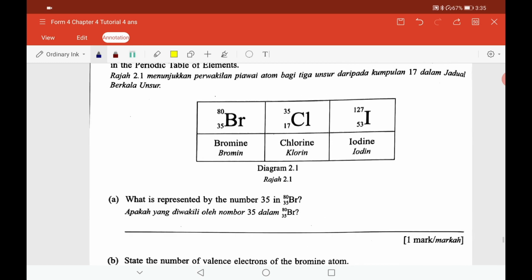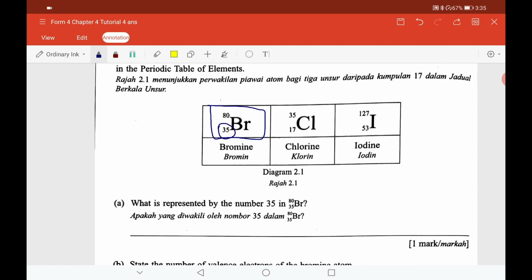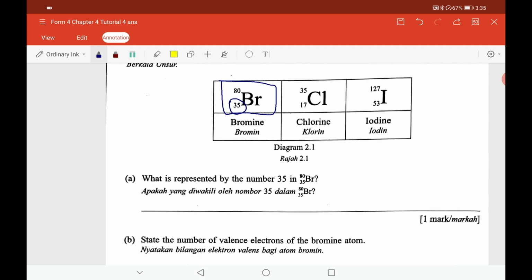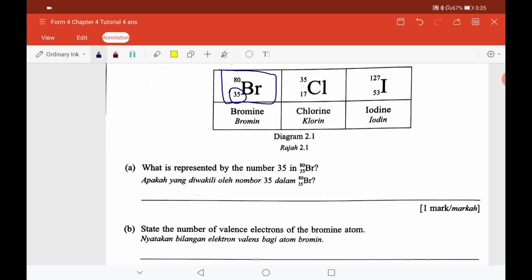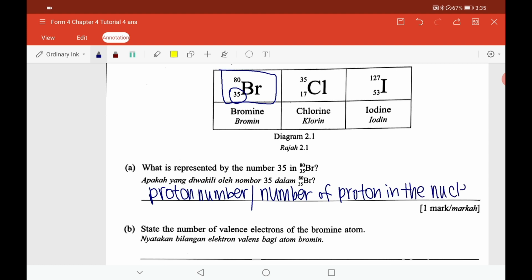When we have the standard representation, the smaller number here is called the proton number. So the number 35 here is the proton number. You can write proton number, or you can write that it represents the number of protons inside the nucleus. So that is the proton number.